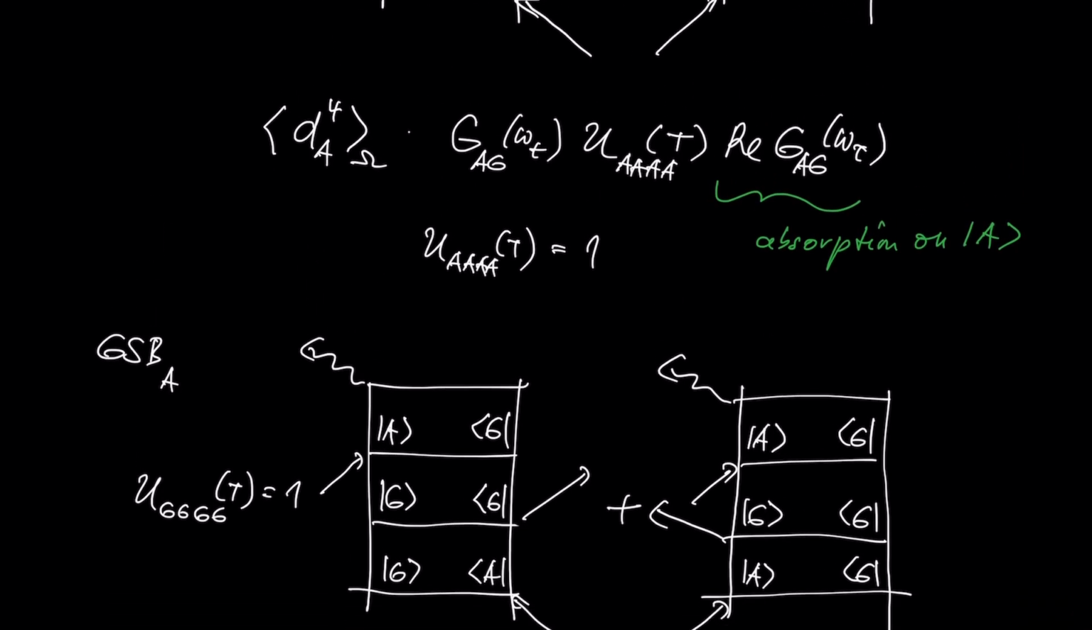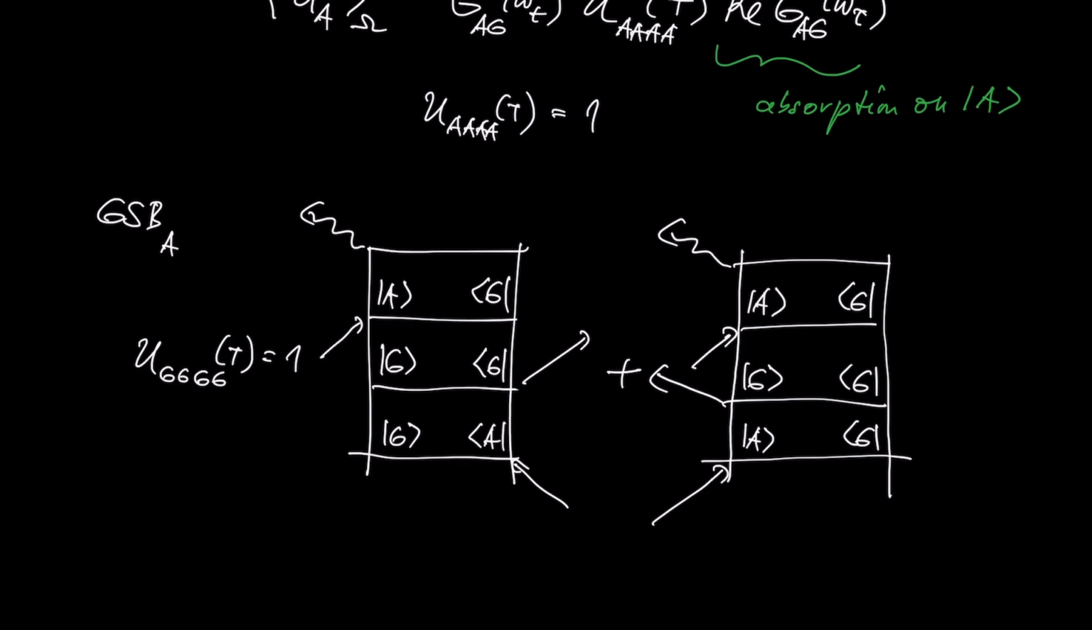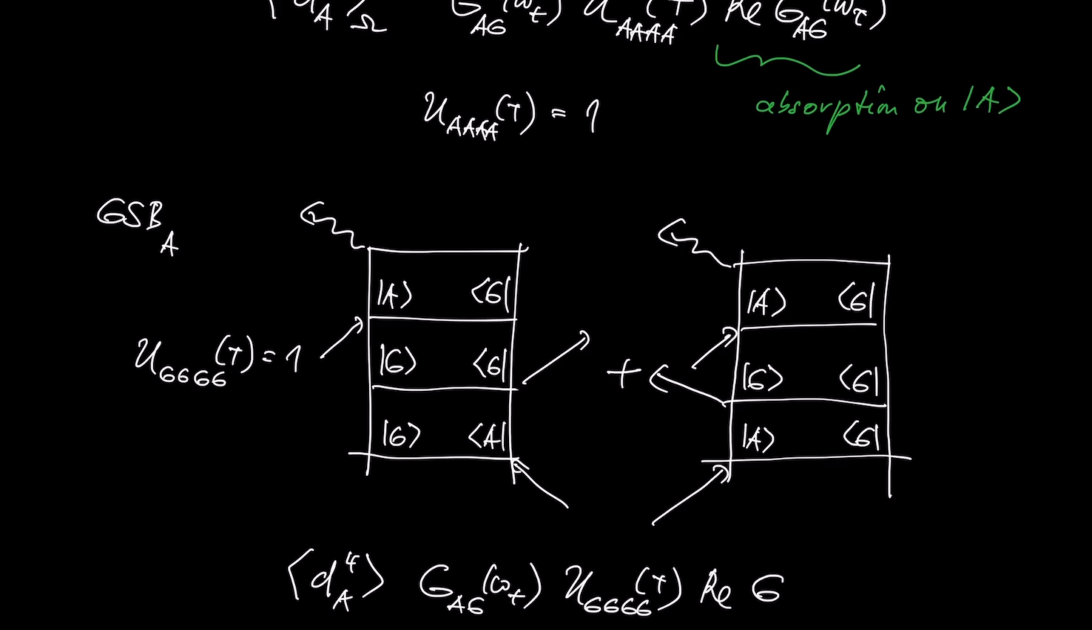And again, the last part, or the omega tau part of the response, because it's going to be a sum of two complex conjugated contributions, it's going to be a real part. So we can write again A to the fourth power. All the transitions happen between the ground and excited state of the acceptor. There will be G omega t, that's supposed to be exactly the same. In the middle we have UGG of t and the real part of GAG omega tau.